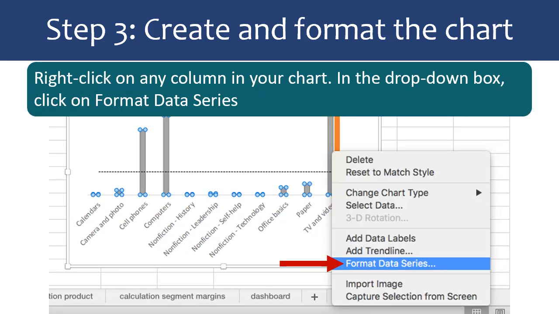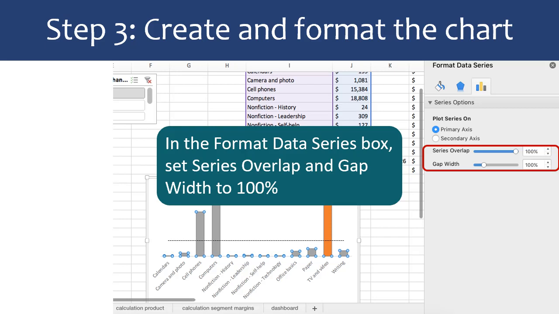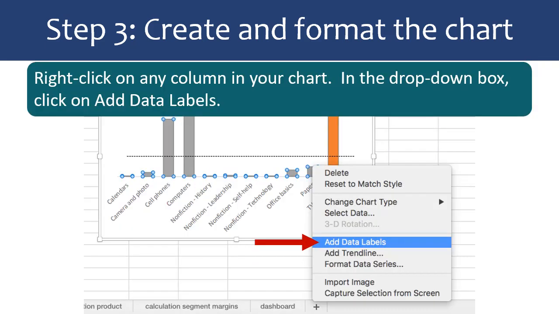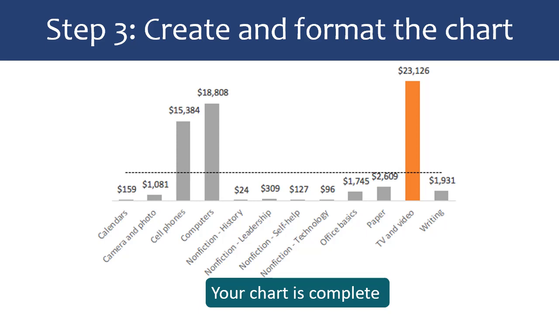Right-click on any column in your chart. In the drop-down box, click on Format Data Series. In the Format Data Series box, set Series Overlap and Gap Width to 100%. Right-click on any column in your chart. In the drop-down box, click on Add Data Labels. Your chart is complete.